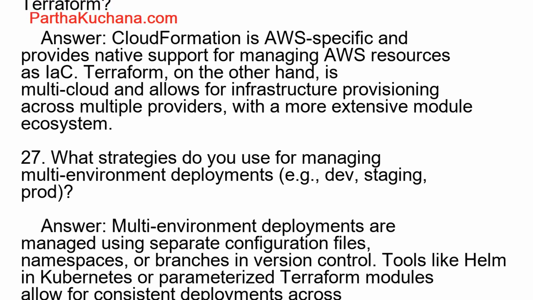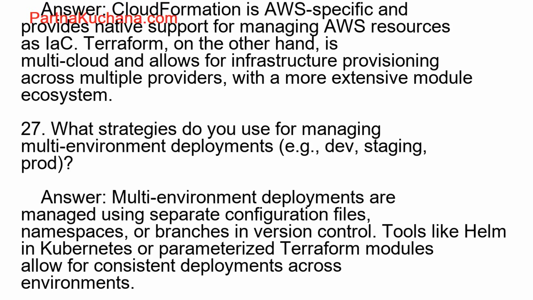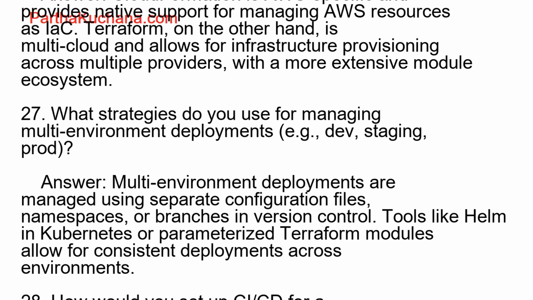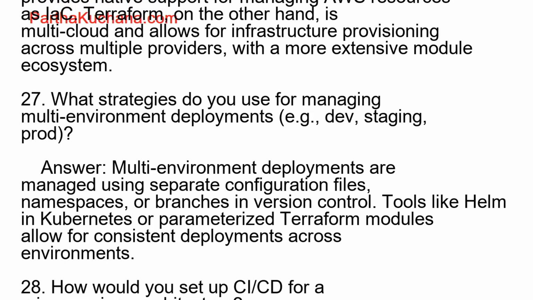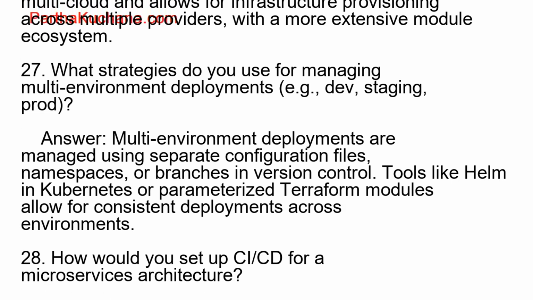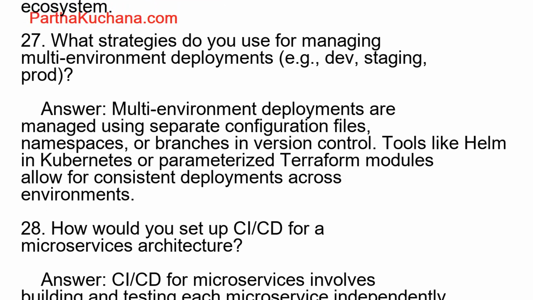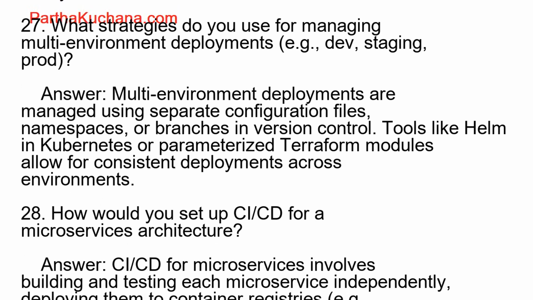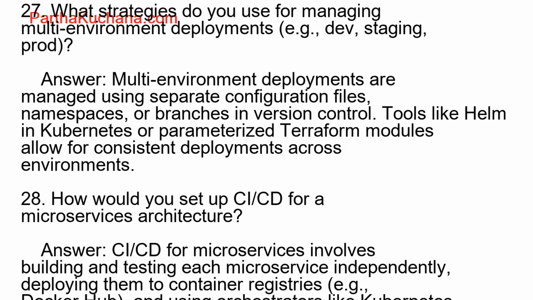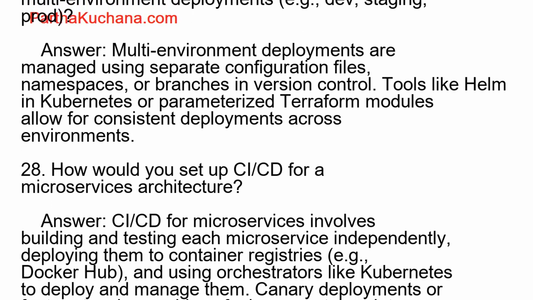28. How would you set up CI/CD for a microservices architecture? Answer. CI/CD for microservices involves building and testing each microservice independently, deploying them to container registries, e.g., Docker Hub, and using orchestrators like Kubernetes to deploy and manage them. Canary deployments or feature toggles enable safe, incremental updates.